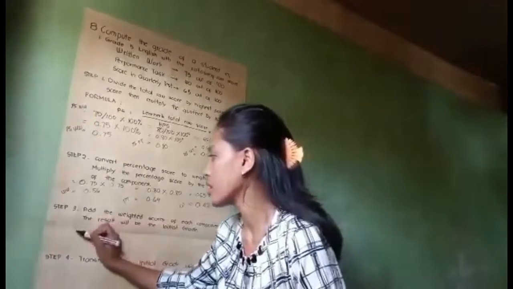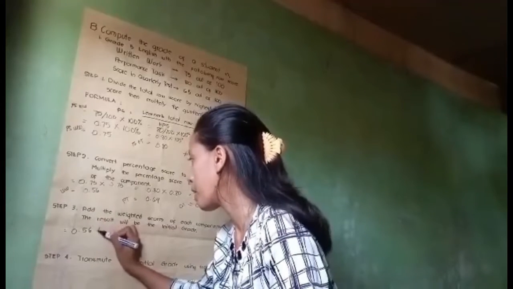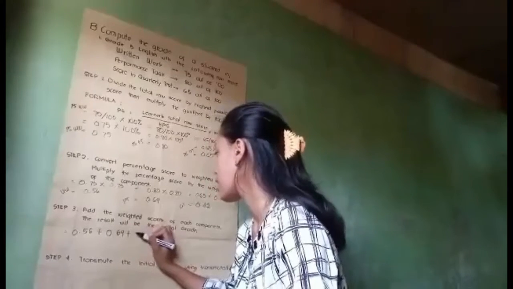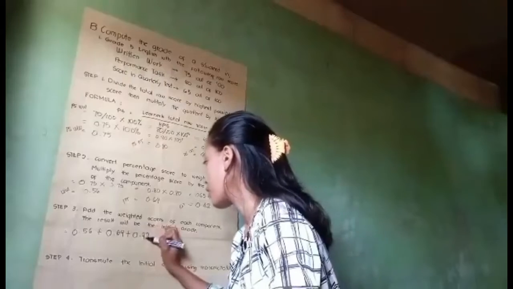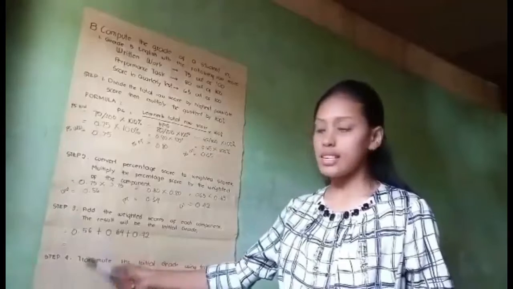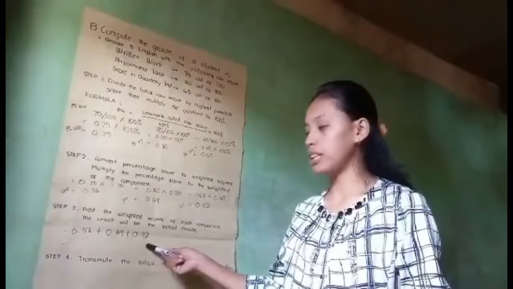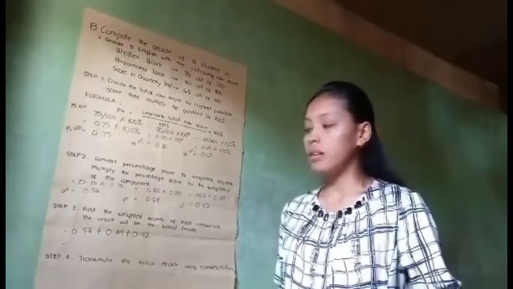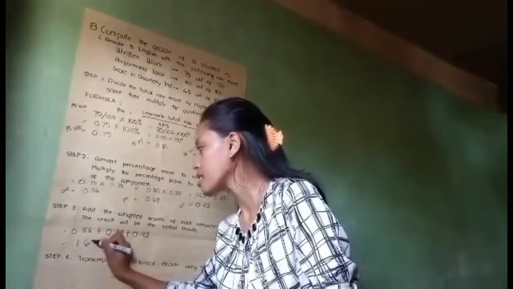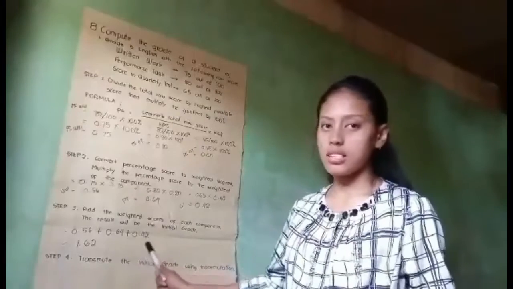So these are the 0.56 plus 0.64 plus 0.42. The total of these three is 1.62. So our initial grade is 1.62.